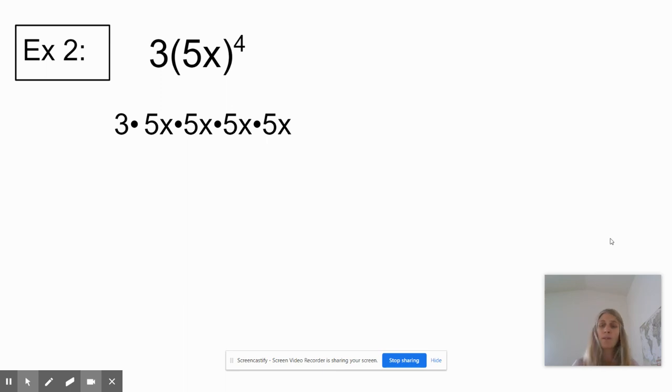Now we're simply going to start with step 1, multiply those numbers normally. So we have 3 times 5 times 5 times 5 times 5, which is 1,875. And then we look at those x's, and there's 4 of them, so that is x to the 4th power. So for this simplified expression, 3 times the quantity 5x to the 4th power is 1,875x to the 4th.